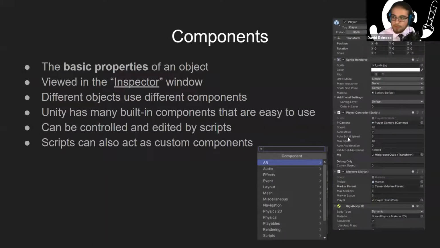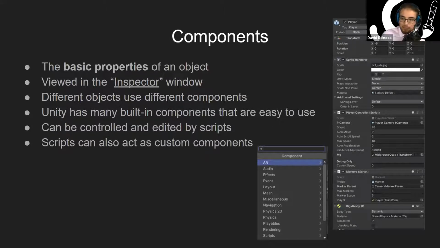And for the next topic on the agenda, we have components. Now, components are the basic properties of an object. If you think of an object as a folder, you could think of components as files within that folder that provide information about that object. You can view these components in the inspector window.